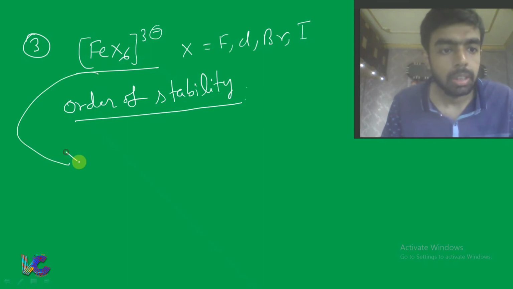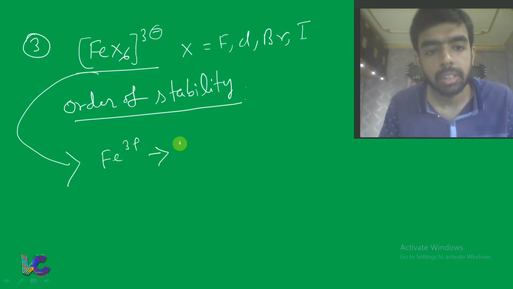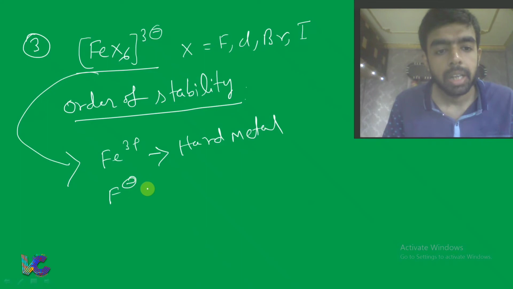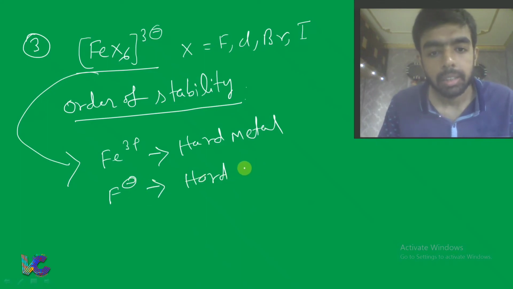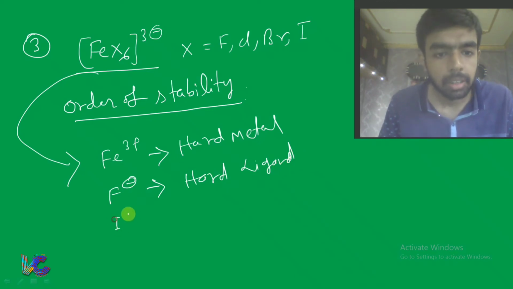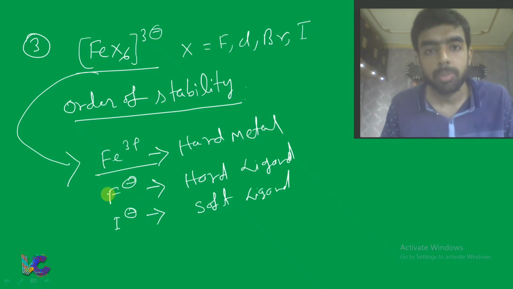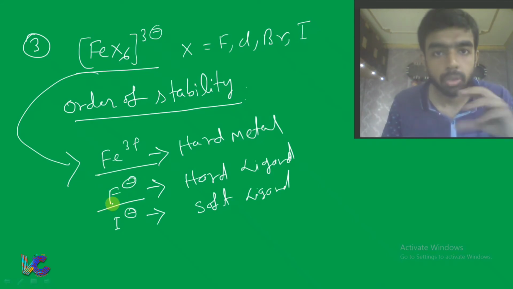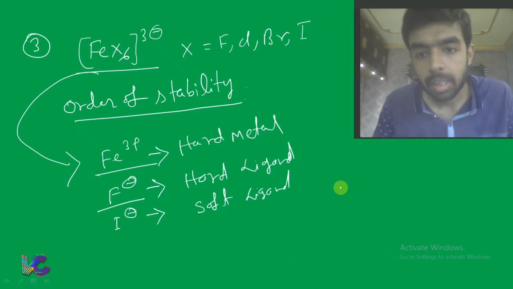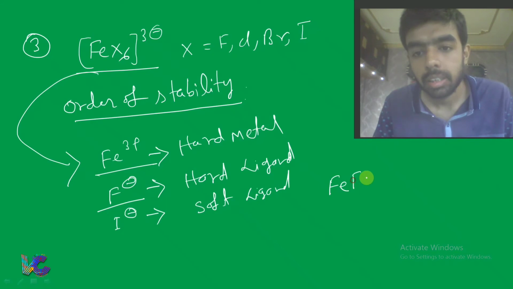So if you see this FeX6 3 minus, here Fe is in the plus 3 state. Now Fe is in the plus 3 state, that means it is a hard metal. F minus is also a hard ligand. It is very hard, very highly electronegative F minus. And I minus is a very soft ligand. That means Fe3 plus will prefer to bind with F minus, and that will give rise to a stable coordination complex. That means if you see the stability pattern, then FeF6 3 minus will be the most stable.